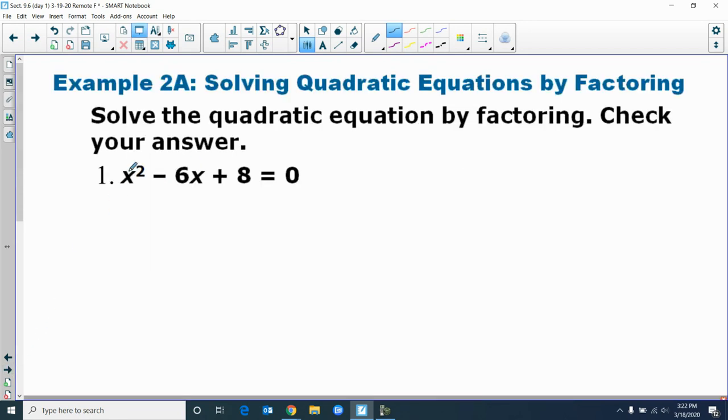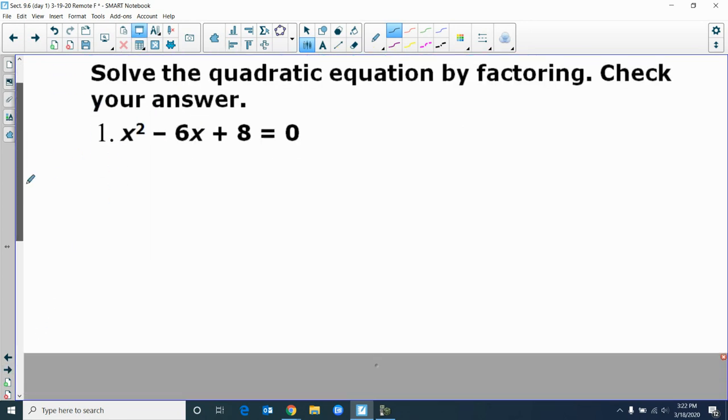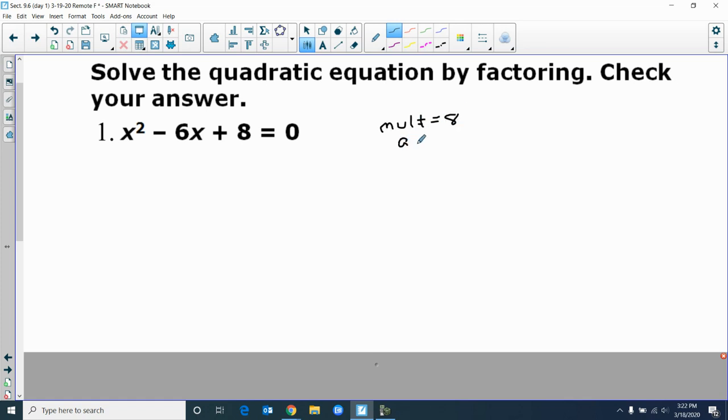All right, now let's take a look at ones that are going to be on your guided notes there. All right, first one there, x squared minus 6x plus 8. Factor that. We're looking for two numbers that multiply to equal 8, add together to equal negative 6. So they both have to be negative. It's going to be negative 4 and negative 2.